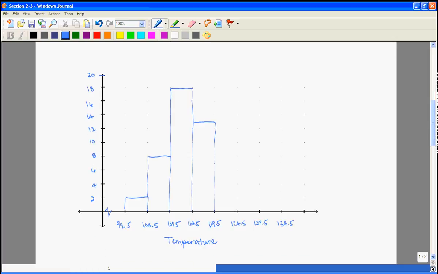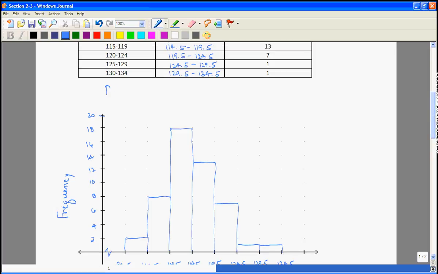7, and 1, and 1 for our final 2 classes. Oh, and let's make sure, let's go back and label. For our vertical axis, we'll label this frequency. And for the overall title, we'll say something similar to what was given in the problem, record high temperatures.